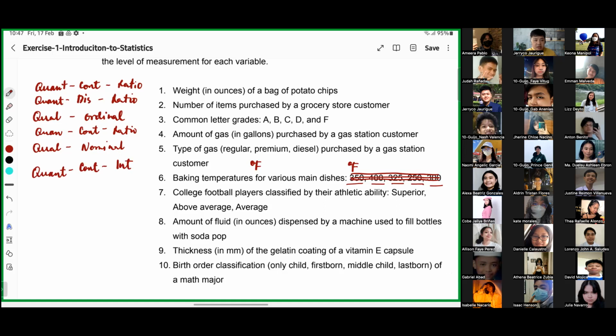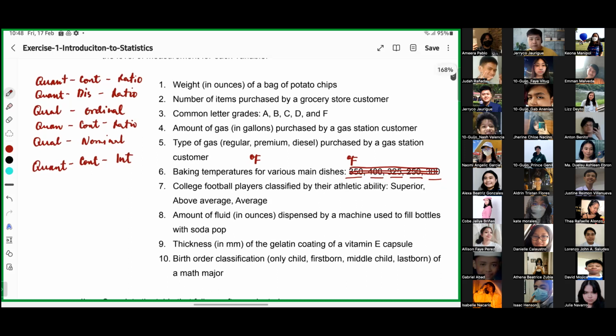Sige po. Nakataas ang kamay si Amira. Go, Amira. Sir, question po. Pag nagbe-bake po kasi, meron po bang instances na nagbe-bake po yung mga tao in negative degrees? Kaya po siya interval or ratio po siya kasi pag 0 po yung baking temperature niya, hindi po siya nagbe-bake. That's a valid question, no? However, ang variable na titingnan natin dito is actually temperature lang. Temperature in degrees Fahrenheit.